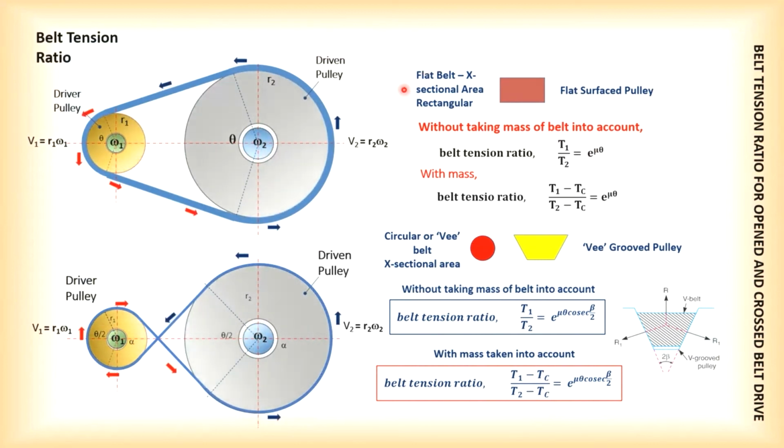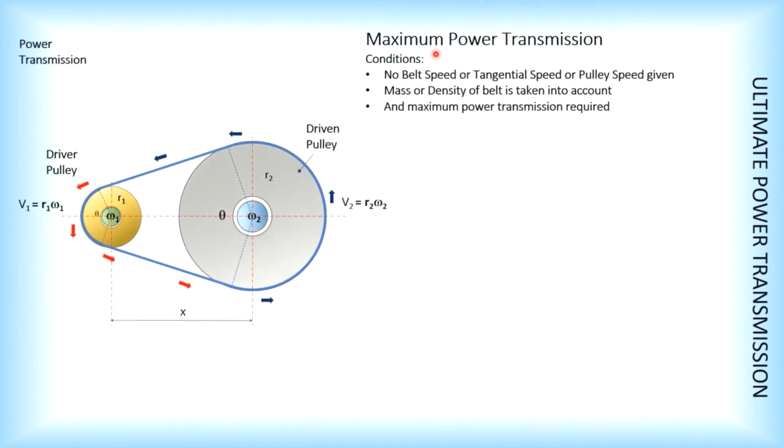So this basically gives you a general idea of what belt tension ratio to consider when we solve problems on belt tensions or belt and pulley drives for machine components design. The next part is to look into the maximum or ultimate, that means the greatest, power that can be transmitted by a belt pulley system. So, maximum power transmission.